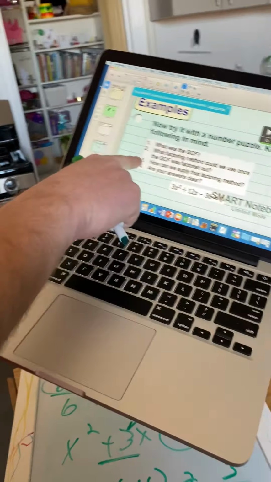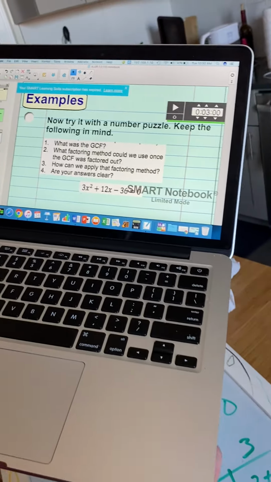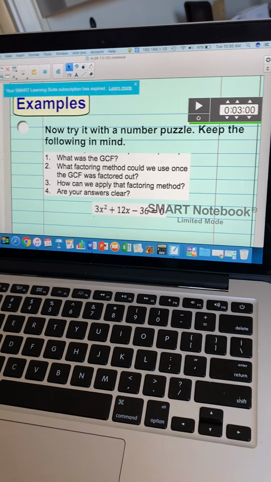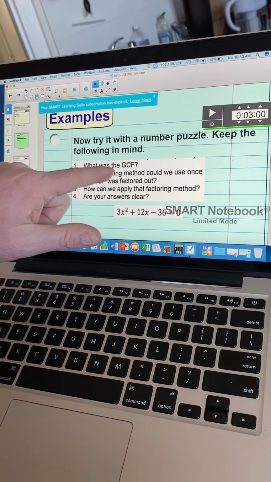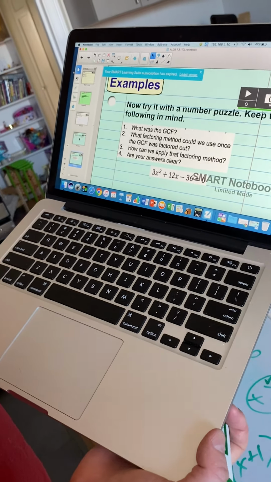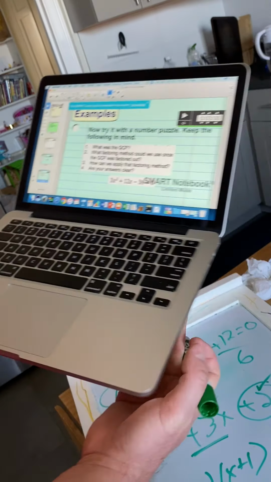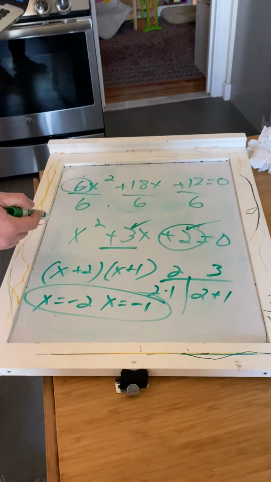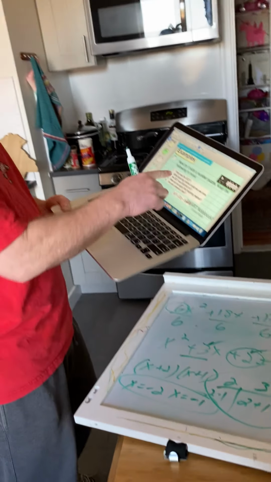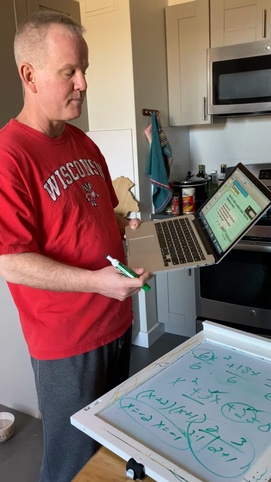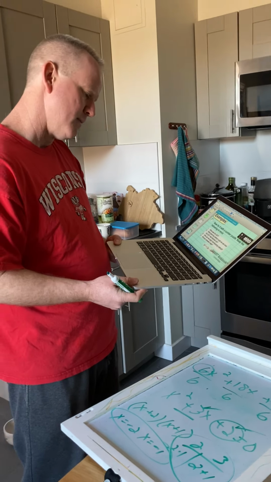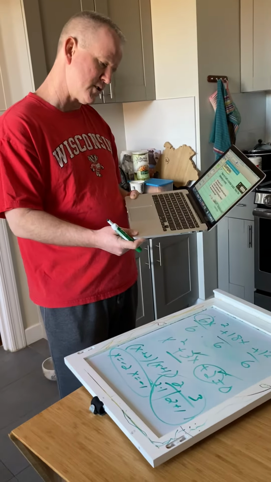Look at this. This is going to be your assessment criteria that I'm going to post also. Keep this in mind when you're working with the problems. What was the GCF? What factoring method could we use once the GCF was factored out? Once the GCF is factored out in this one, we're using factor and sum. We're not using difference of perfect squares. But sometimes you may need to use difference of perfect squares after you take the GCF. You'll come across those issues, and hopefully you'll be able to address those when you see them.